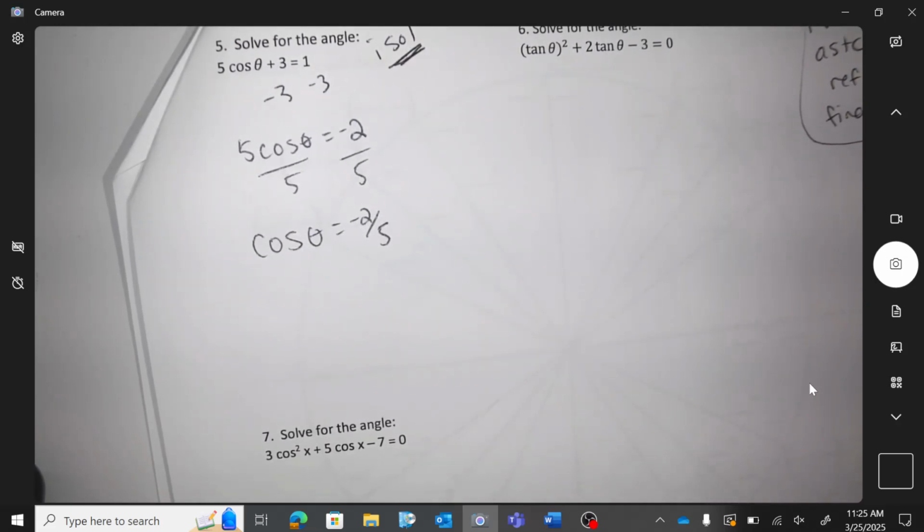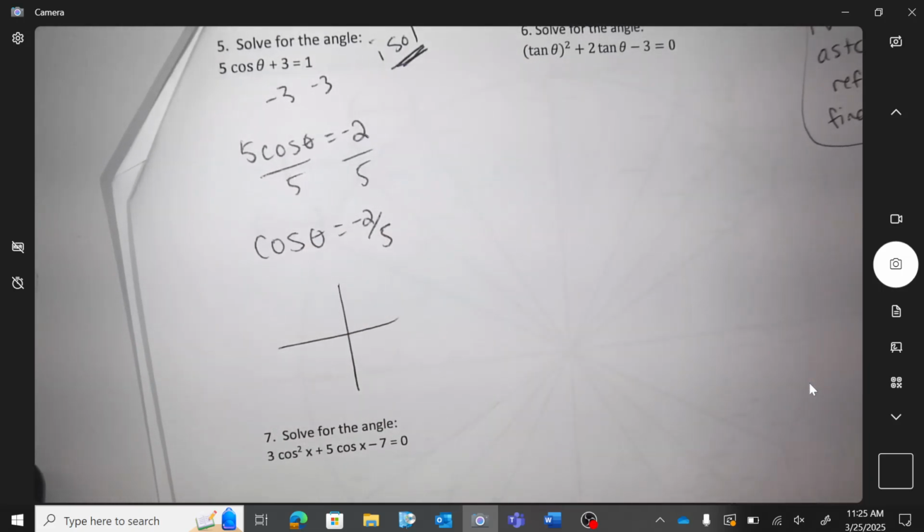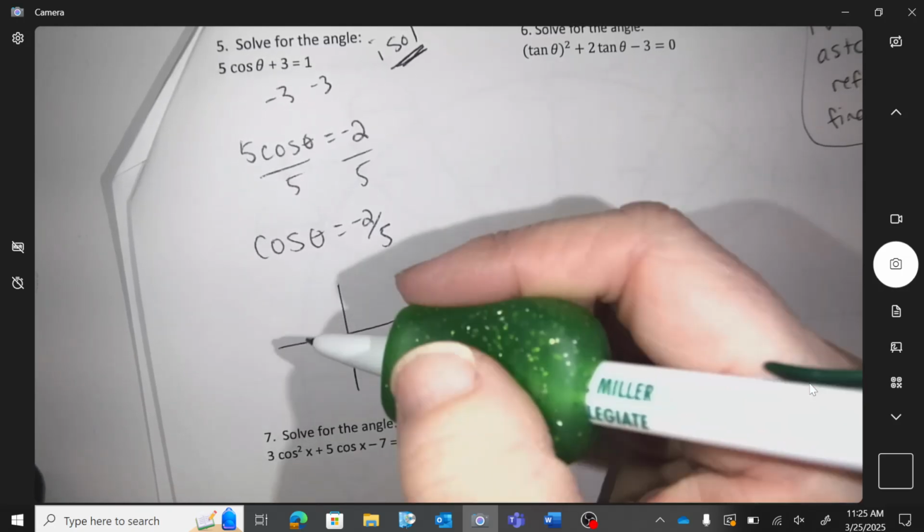Okay, I get people who stop. You're going to get 25% on these questions because that's just a little bit of the work. Step 2, ASTC, cos negative. ASTC, cos negative.